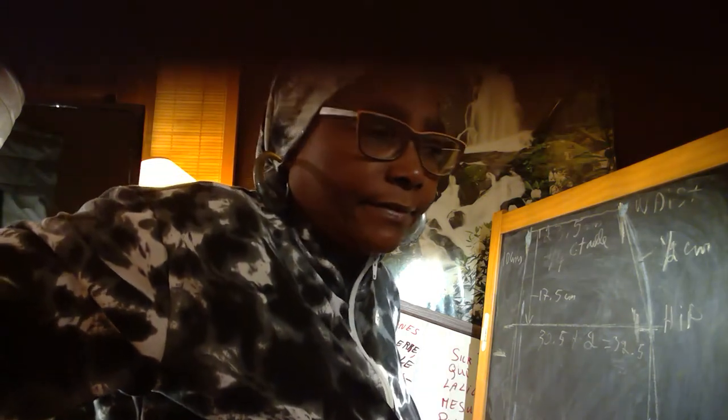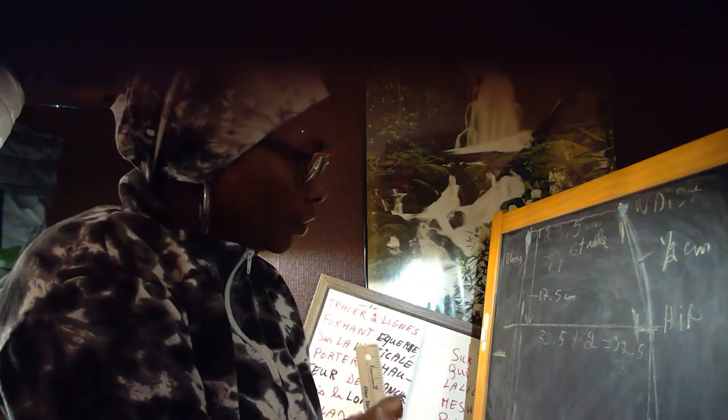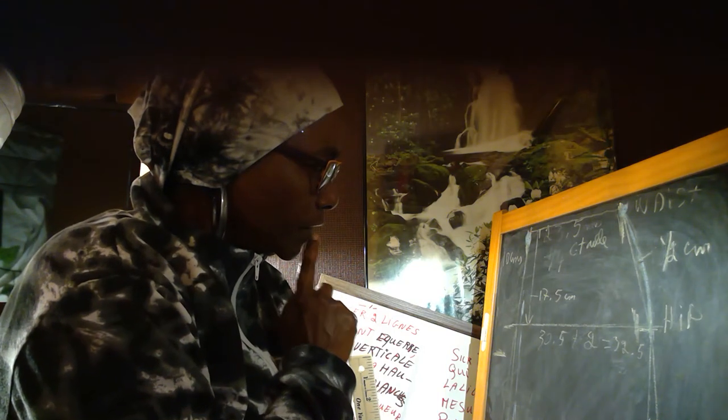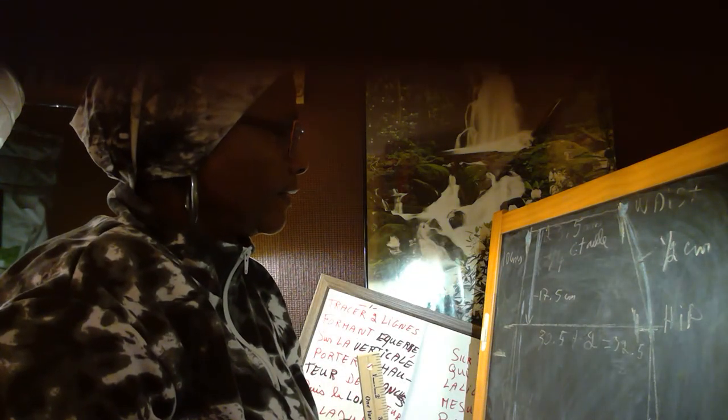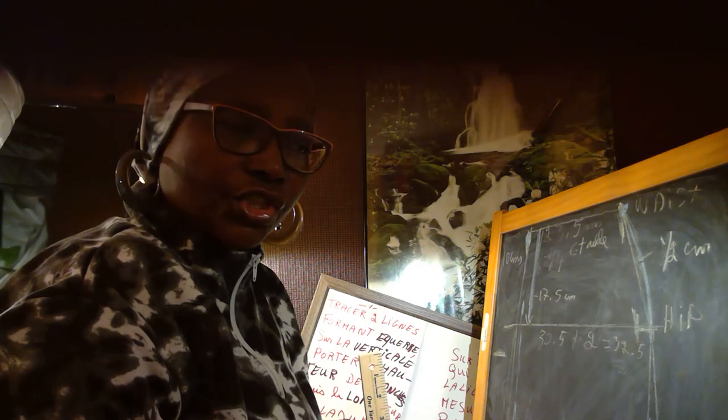So you start, you say here is your waist. So you go from the waist until here to get the height of your hip. Okay? So you need that height, the length of that height. So it's the hip height. H-E-I-G-H-T.